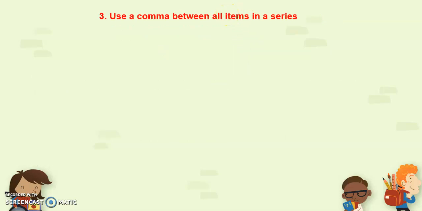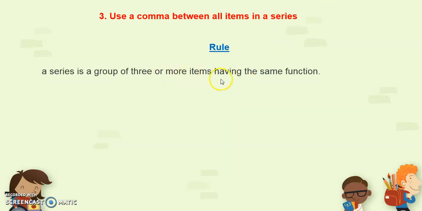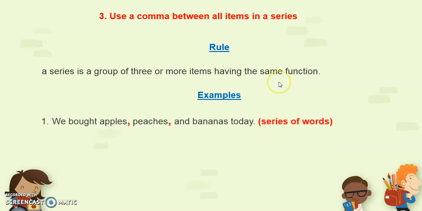Rule number 3. Use a comma between all items in a series. This is a very simple and easy rule that I'm sure you are already using. A series is a group of 3 or more items having the same function, such as: we bought apples, peaches, and bananas today. Those are a series of words. Correct? Bananas, peaches, and apples. And these all have the same function. They are all fruit. Correct? And they are all nouns.